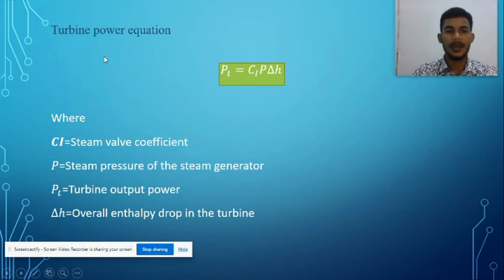Now we look at the turbine power equation. PT equals the steam valve coefficient times the steam pressure of the steam generator times the overall enthalpy drop in the turbine. This formula will help to find the turbine output power.